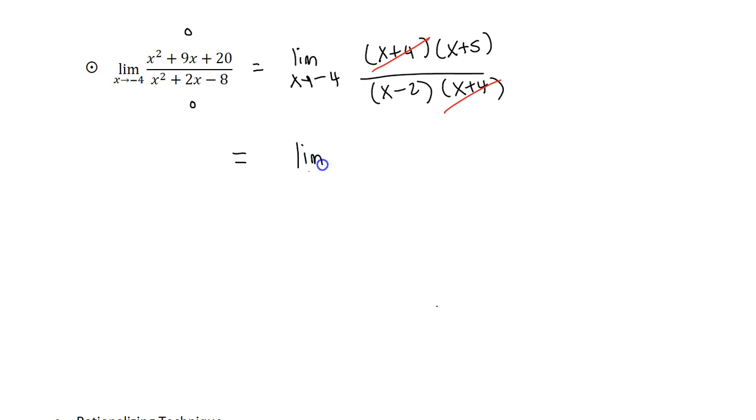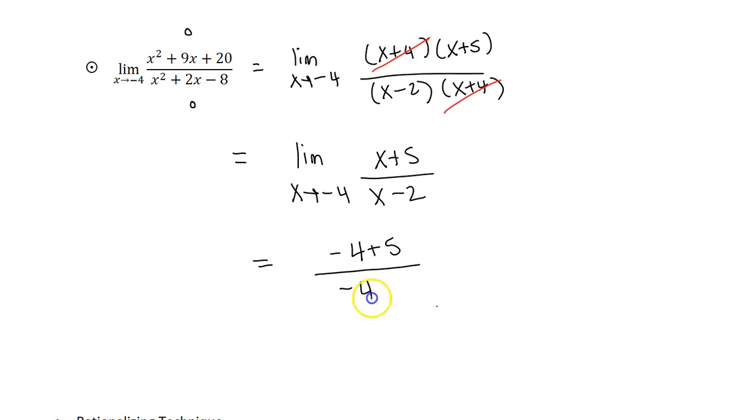So this is now the limit as x approaches negative 4 of x plus 5 divided by x minus 2. And now we don't have a problem, so this is negative 4 plus 5. Again, I'm plugging in the number now so I can drop the limit, divided by negative 4 minus 2, which is 1 divided by negative 6, or negative 1/6. And that is your answer.